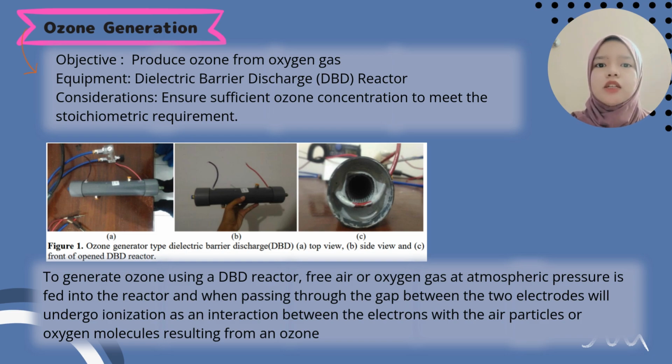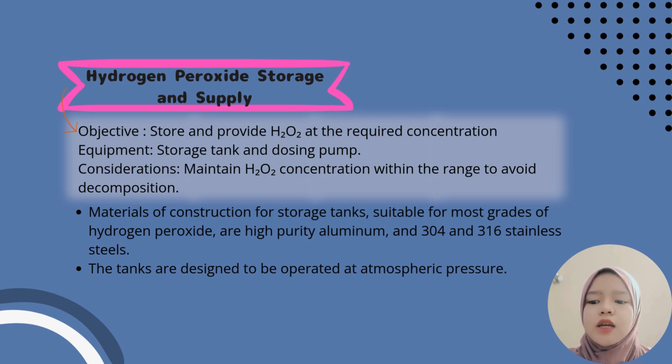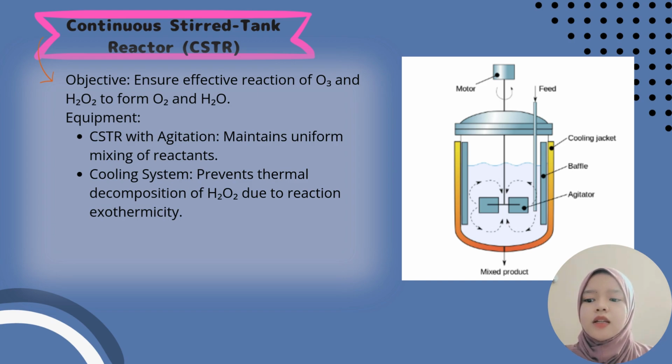First, we will generate ozone by using the electric barrier discharge reactor to ensure sufficient ozone concentration to meet the stoichiometry requirement. Then, hydrogen peroxide is stored in a tank and fed into the process via dosing pump. It's to maintain the hydrogen peroxide concentration within the range to avoid the decomposition. After that, the mixed stream enters a CHCR where the reaction occurs under controlled condition to produce oxygen and water.